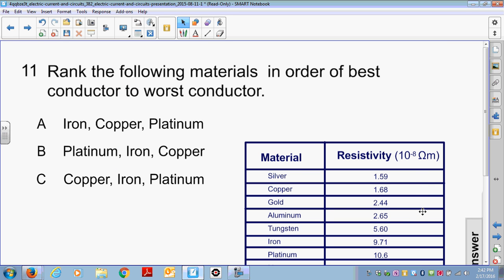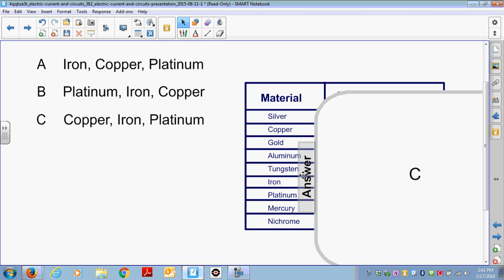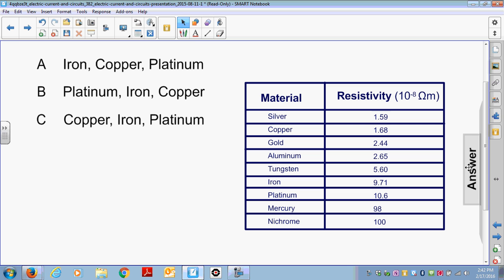Rank the following materials in order of best conductor to worst conductor. You can go ahead and use the chart that's provided. Pause the video now. Okay, so let's see if you have the correct order. You should have chosen C, copper first, then iron, then platinum.